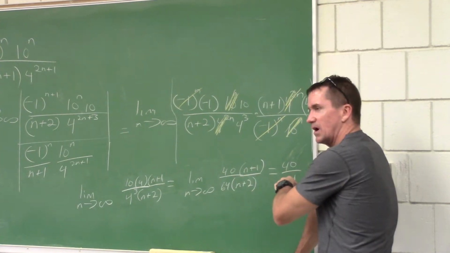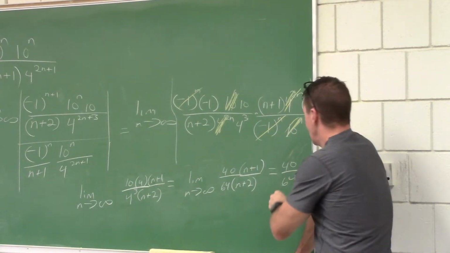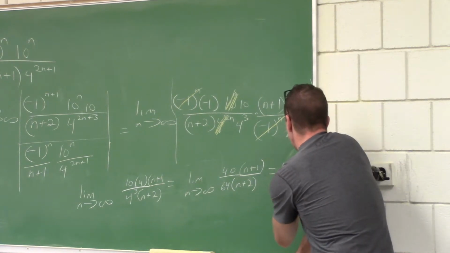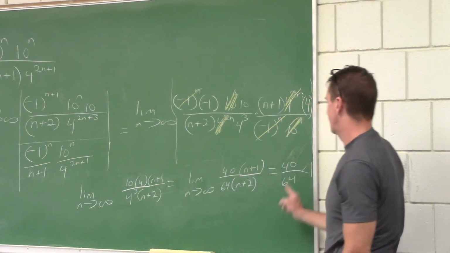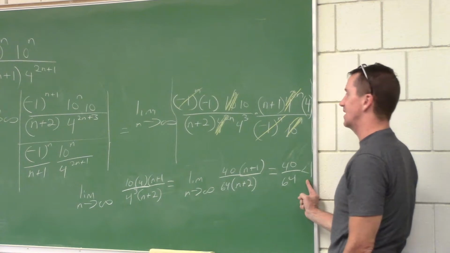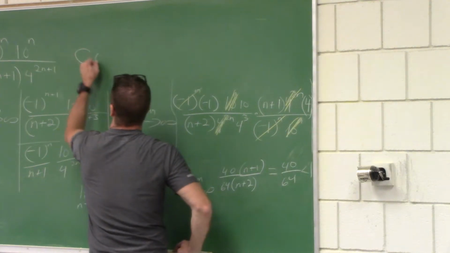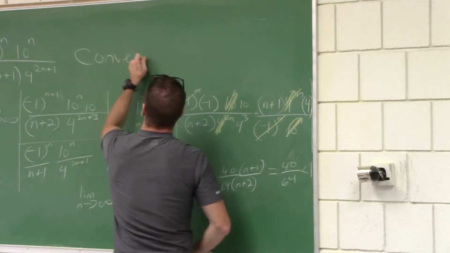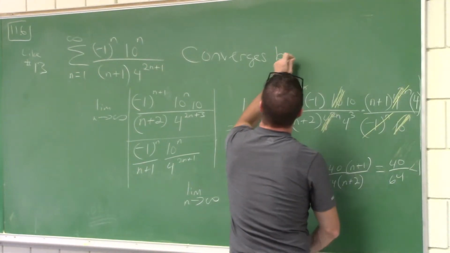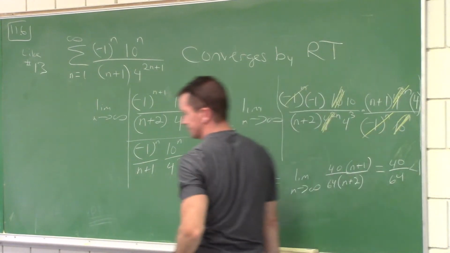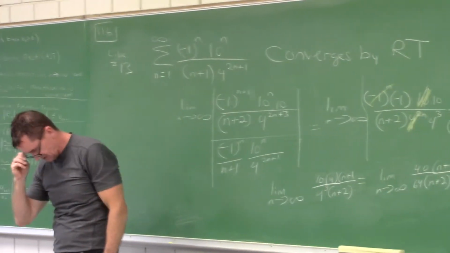Is this greater than 1 or less than 1? Less than 1. 40 over 64 is less than 1. This converges by what? The ratio test.